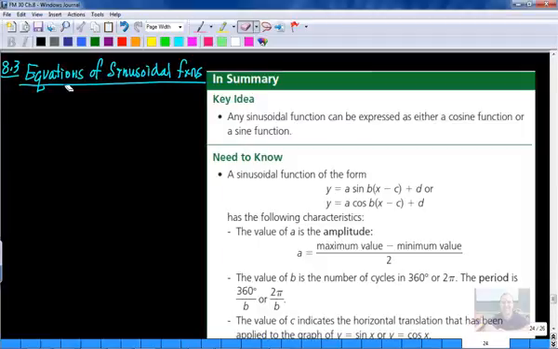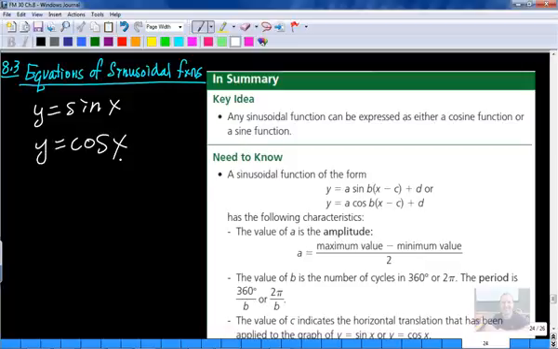So this is the lesson for 8.3, equations of sinusoidal functions. What we've done is look at y equals sine of x, and y equals cos of x. And we know a lot about what those characteristics are. We know what they look like.